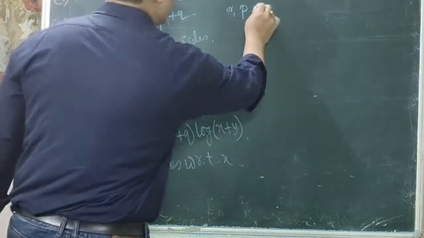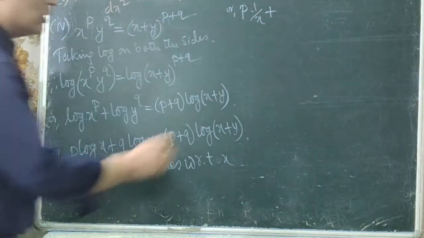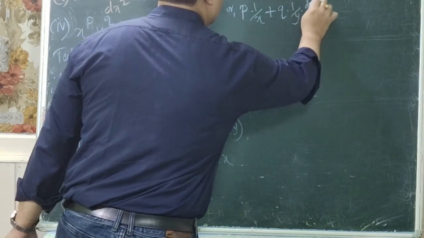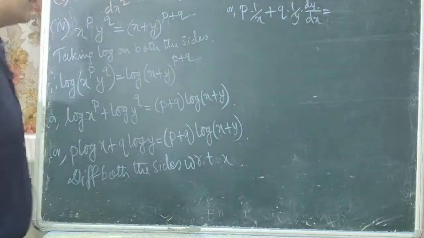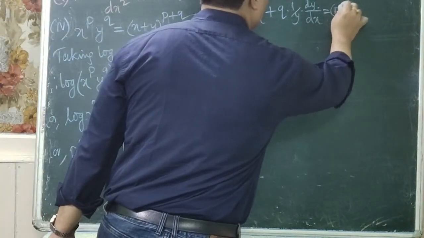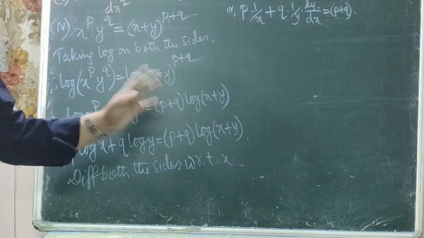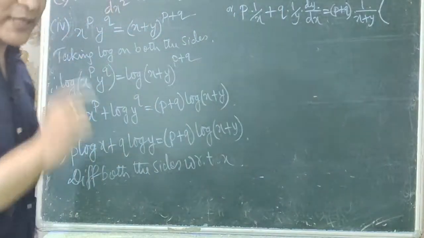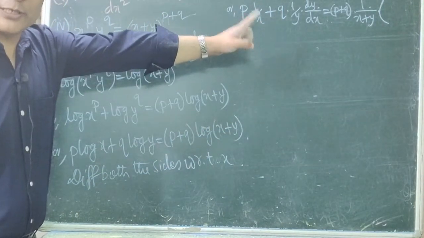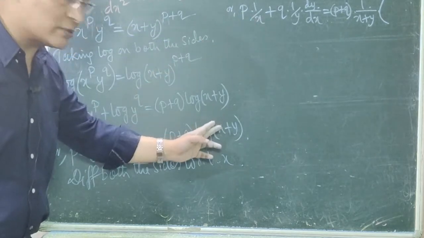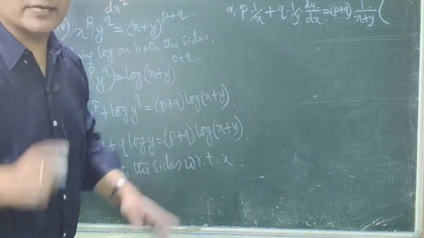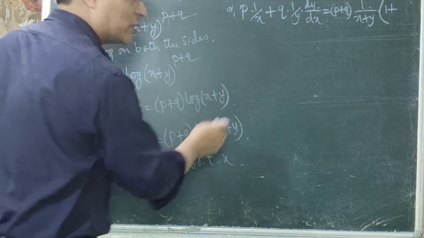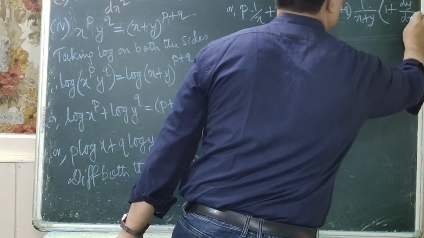What is the differentiation of log x with respect to x? It is 1 by x, plus again q into, what is the differentiation of log y with respect to x? It is 1 by y into dy by dx, which is equal to, on the right hand side, p plus q is constant, remains same. P plus q into, what is the differentiation of log of x plus y? It is 1 by x plus y into, again differentiate the term which is assumed as x, that is x plus y is differentiated with respect to x. So what is the differentiation of x? 1 plus, what is the differentiation of y with respect to x? It is dy by dx.